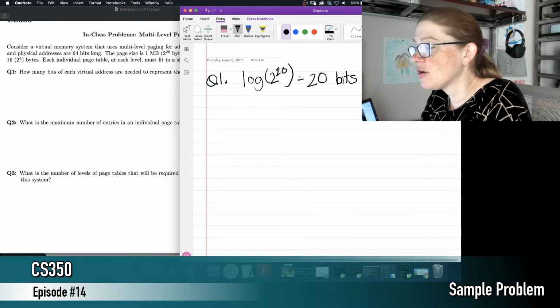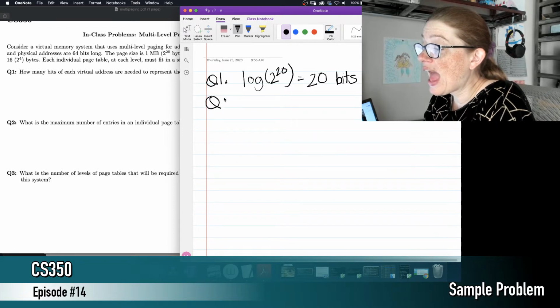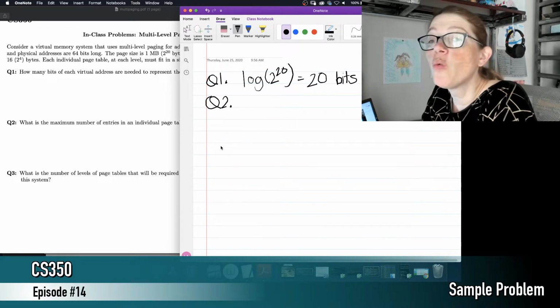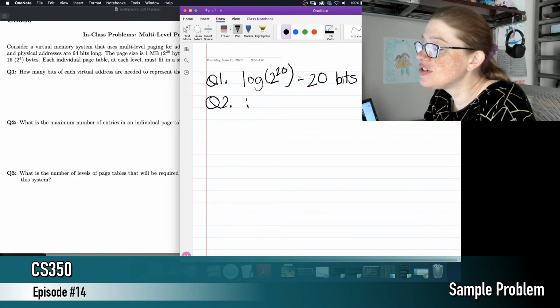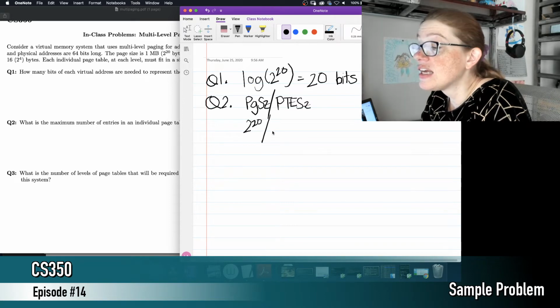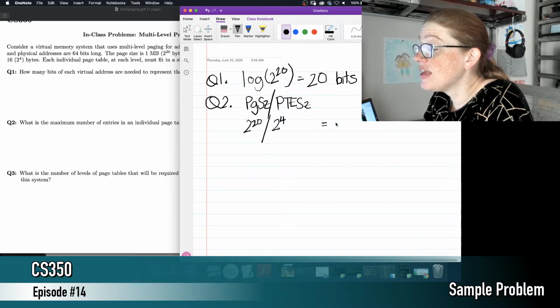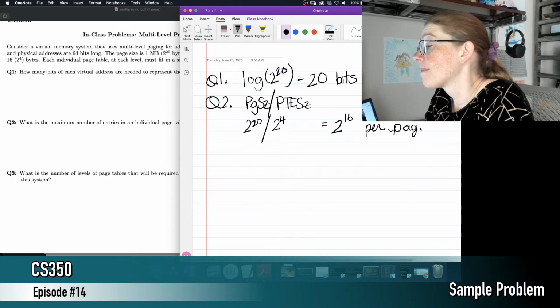All right, so we know how many bits we need for the page offset. Now we want to know how many page table entries will fit on a page. So what you're going to do is you take the page size and you divide it by the page table entry size, which is going to be provided to you. And that gives us 2 to the 20 divided by 2 to the 4. So that means that we can fit 2 to the power of 16 entries per page.